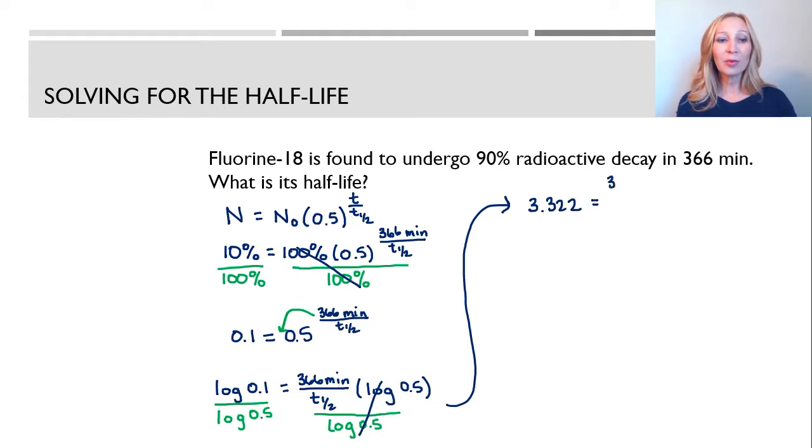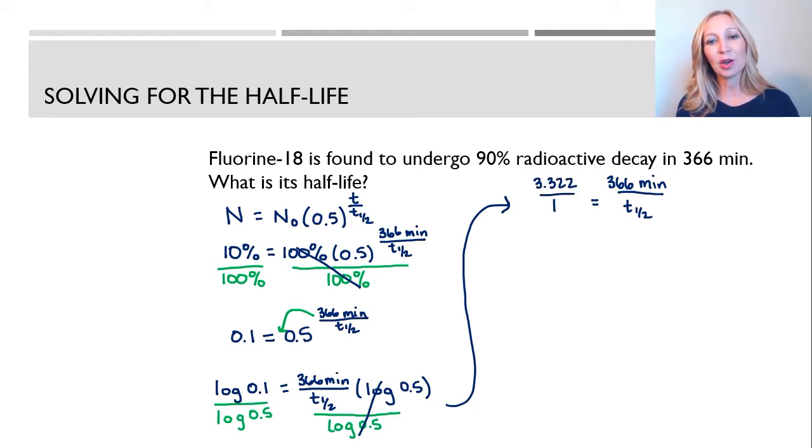So the log of 0.1 over the log of 0.5 gets mathematically computed, and now I got rid of all my logarithms. I'm not dealing with those anymore. So I have 3.322 is equal to 366 minutes over T1/2, which is my variable. That's the half-life of this substance. Now there are a lot of different ways you can go about this, but I'm going to set up a problem that allows me to get rid of the fractions. So I'm going to take 3.322 over 1 is equal to 366 minutes over T1/2.